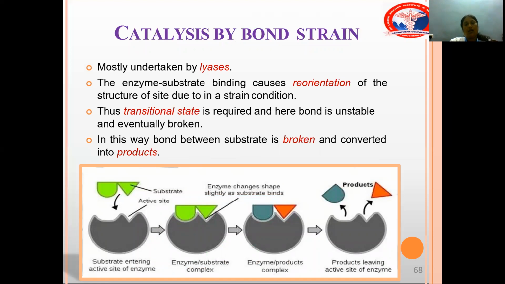Catalysis by bond strain is mostly undertaken by lyases. Enzyme-substrate binding causes a reorientation of the structure of the site due to the strain, because the substrate has some distortion of bond. There will be a reorientation of the structure of the site. So the transitional state is thus required in catalysis, and the bond is eventually broken. In that way, the bond in the substrate is broken and it can be converted into product.